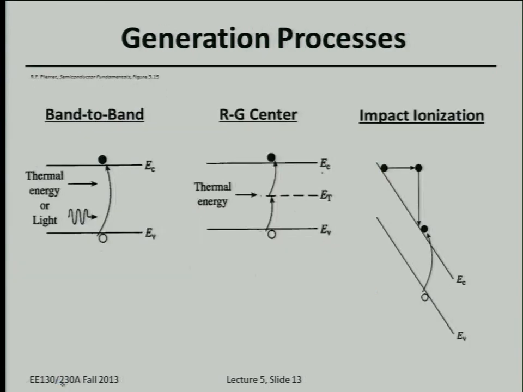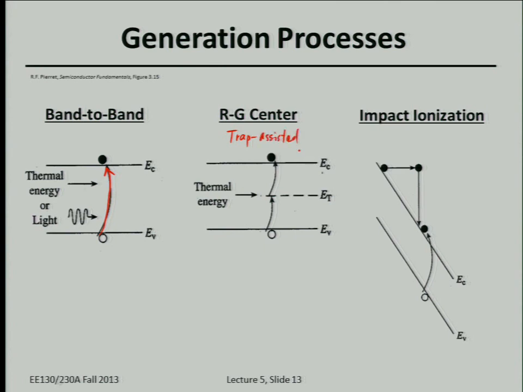Let's see more details about the generation process, which tries to create a pair of electrons and holes by providing some energy. The first very simple way is called band-to-band generation. The process is just one step: you absorb the required energy, for example the band gap, and create a pair of electrons and holes. The second type is called RG, generation-recombination center assisted, or most likely I would call it trap assisted.